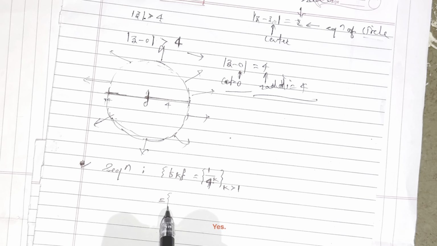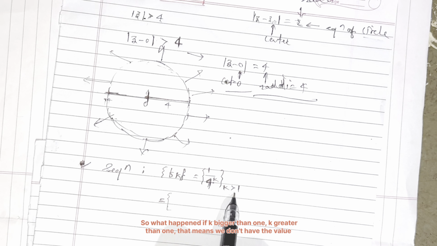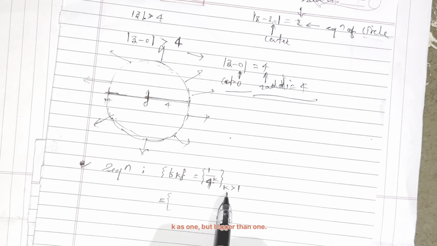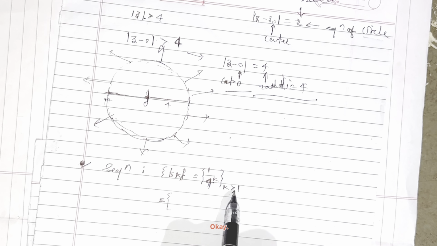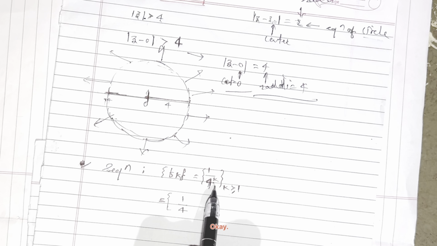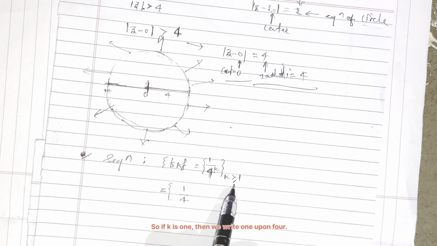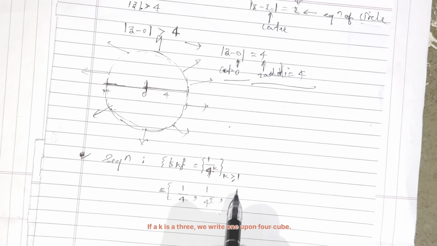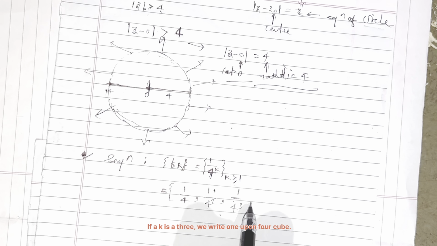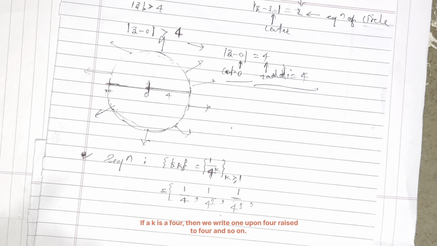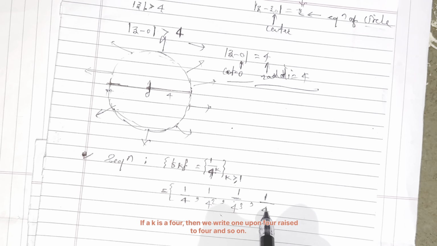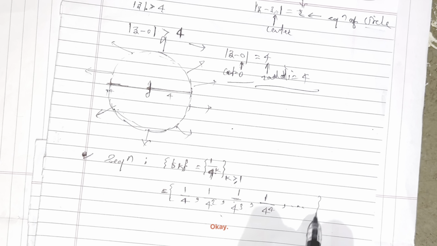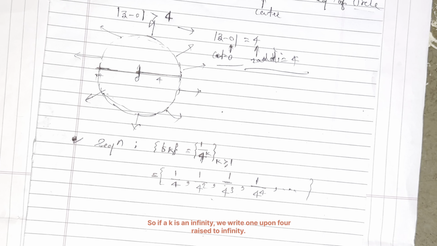So what happens if k is greater than 1, that means we don't have k as 1 but bigger than 1? Or you can take greater than or equal to 1 also, so we have to include 1 here. So 1 upon 4 raised to 1 means 1 by 4. We need to replace the value for k only. If k is 1, then we write 1 upon 4. If k is 2, we write 1 upon 4 square. If k is 3, we write 1 upon 4 cube. If k is 4, then we write 1 upon 4 raised to 4 and so on. If k is infinity, we write 1 upon 4 raised to infinity. So that is the sequence.